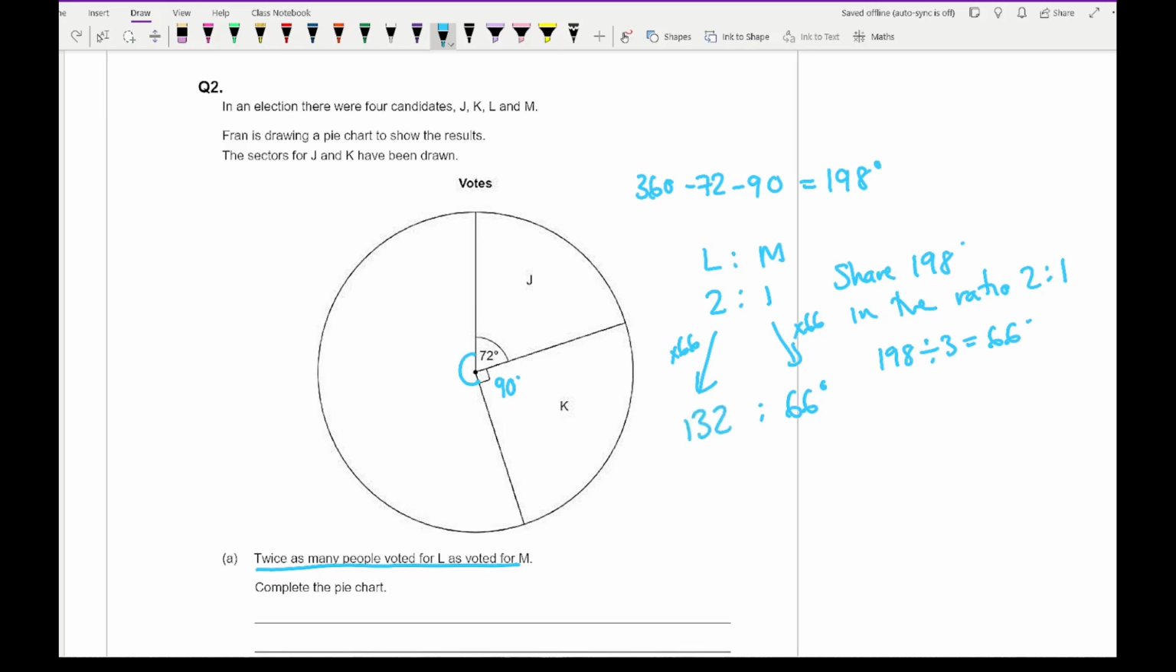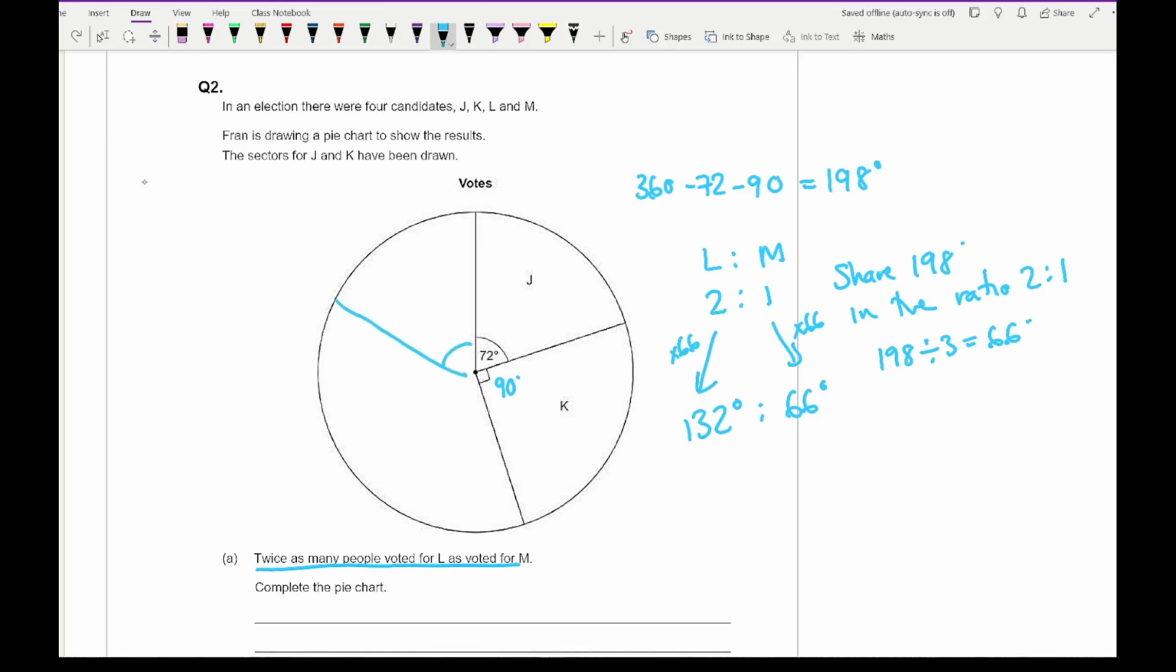132. So what I then need to do is measure these angles. So let me just get rid of this little mark here. And then drawing a line. Again, yours should be a lot more accurate than what I'm going to be doing here.